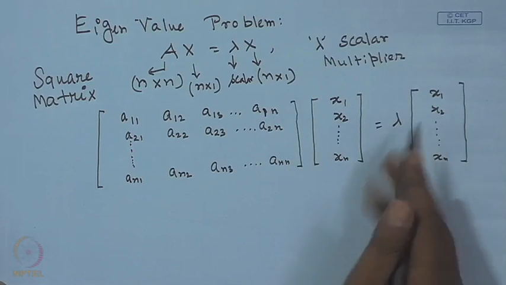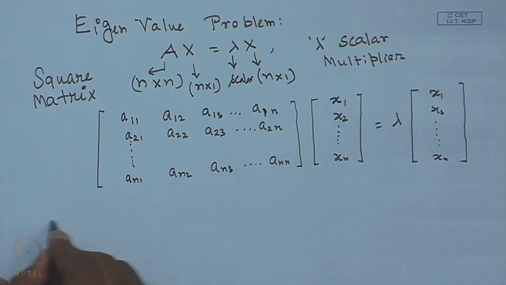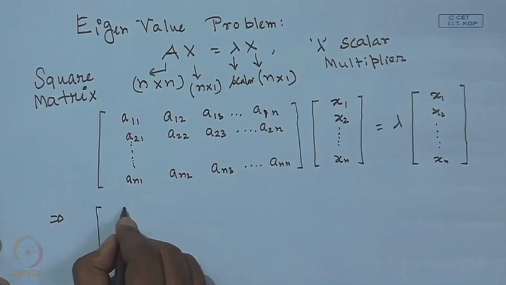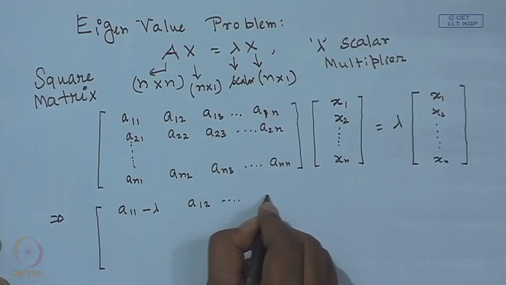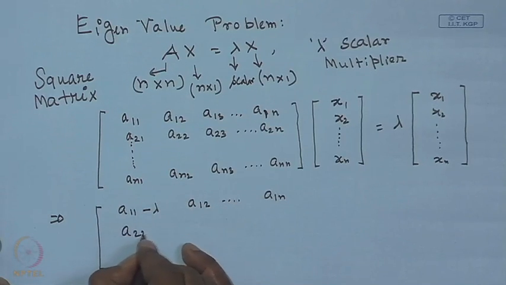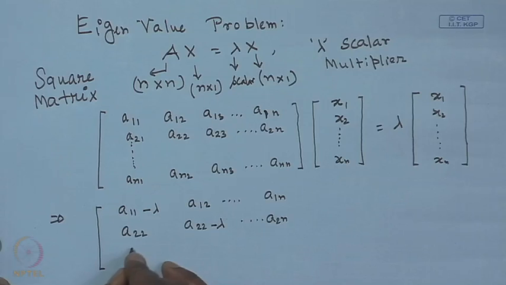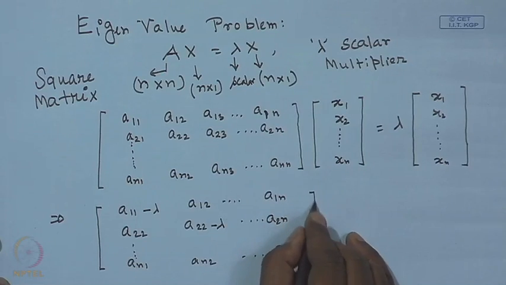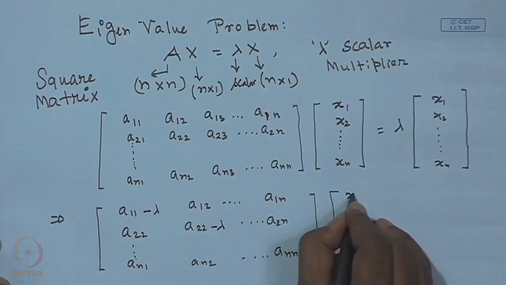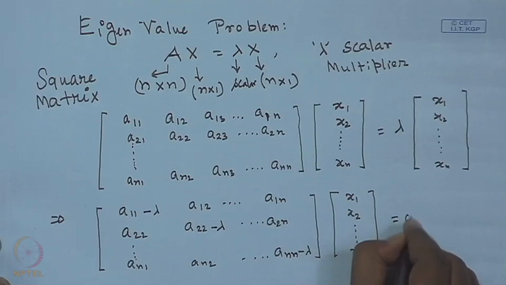Then we bring the right hand side to the left hand side and write it in the form: A11 minus lambda, A12 up to A1n, A21, A22 minus lambda up to A2n, like that AN1, AN2 up to ANn minus lambda, multiplied by x1, x2, x3 up to xn. This is equal to 0.